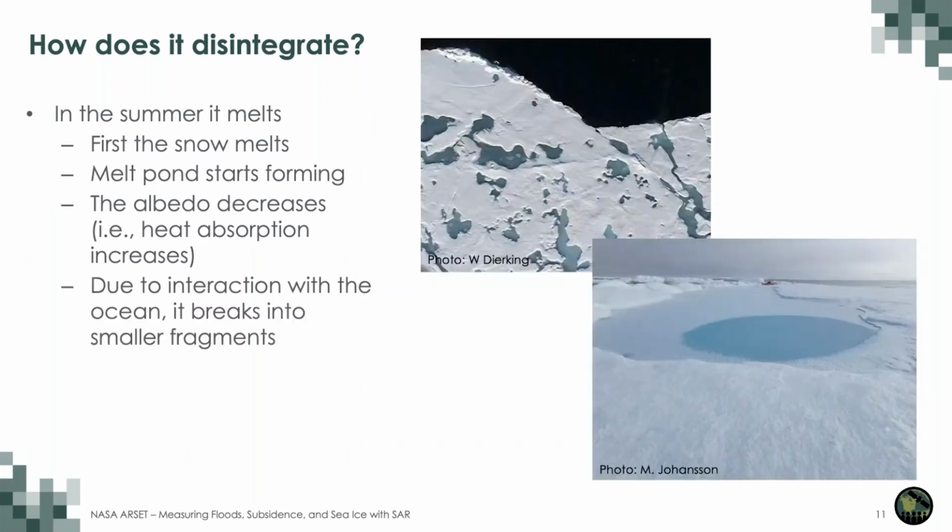And over time, these melt ponds grow in size. Some will be penetrating all the way through the sea ice, so connecting the ocean from both above and below. And this causes further weakening of the sea ice. And due to interactions with the surrounding ocean, the ice then starts breaking into smaller fragments. But you can also have the melt ponds that just reside on top of the sea ice, but they still cause a weakening of the sea ice structure.